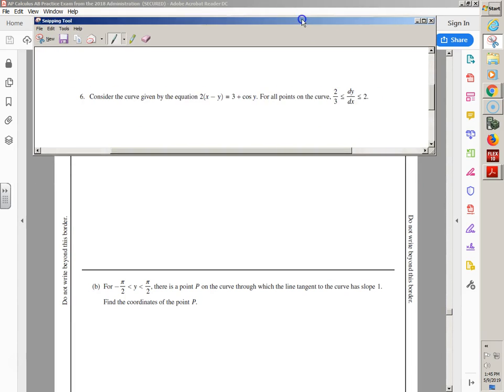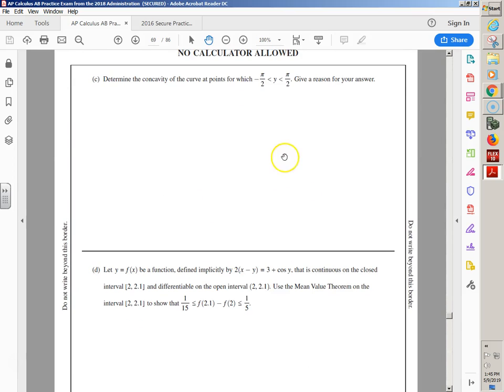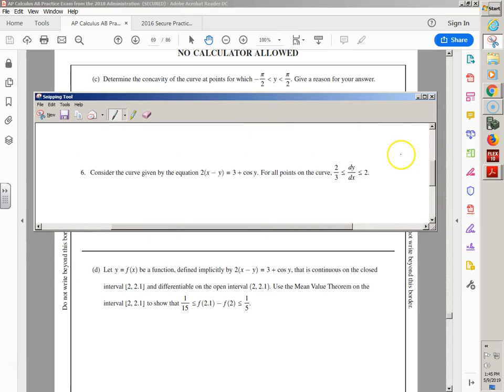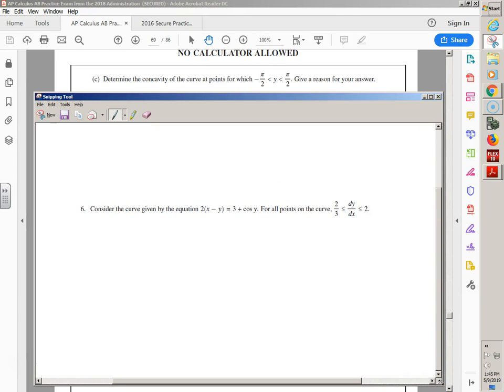Okay, I have this guy if I need it. So going to C, determine the concavity of the curve at points for which y is in between negative pi over 2 to pi over 2. Give a reason for your answer. Well, it says determine the concavity. Well, guys, concavity, don't I have to look at the second derivative?